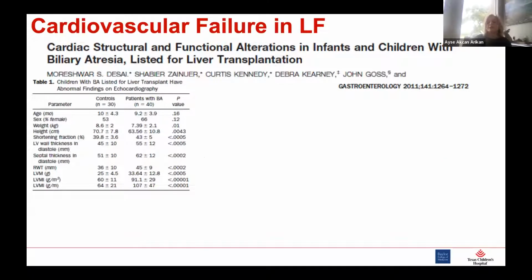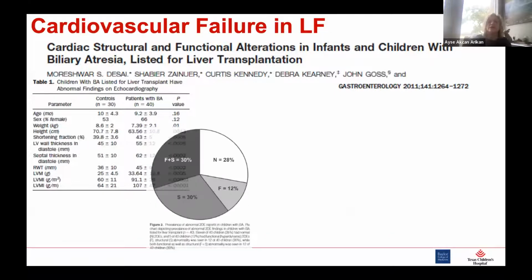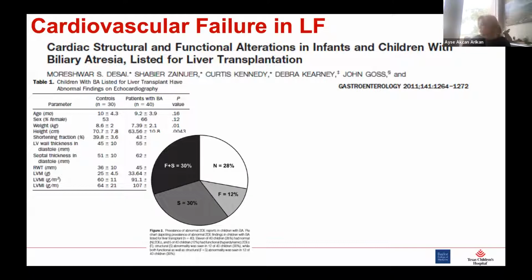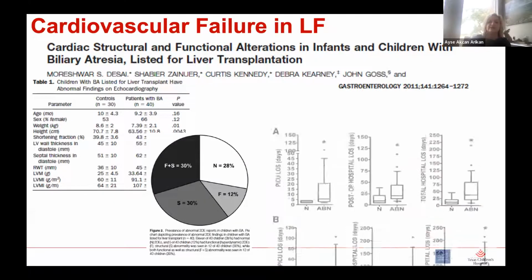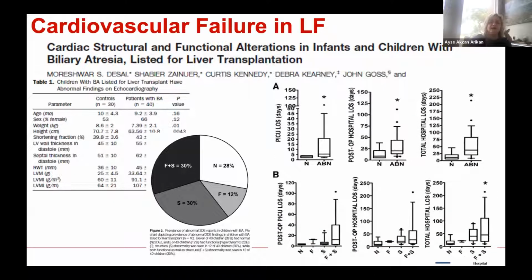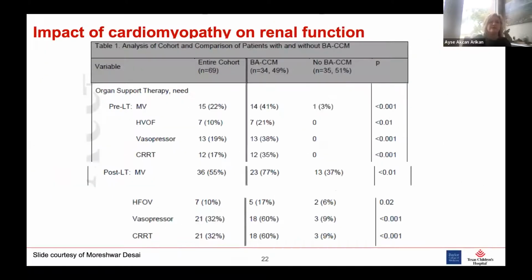In pediatric patients, this is Dr. Desai, who leads our liver ICU group at Texas Children's Hospital. This is his data. He showed in biliary atresia patients, which is the prototypical cholestatic disease in pediatrics, the frequency of structural and functional defects was 30%, 30%, and functional defects alone was 12%. And these patients all had increased ICU length of stays before the liver transplantation and after the liver transplantation.